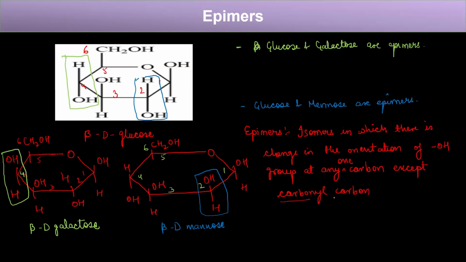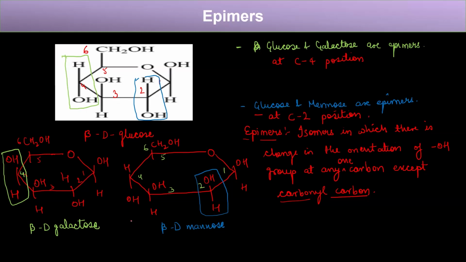Why except the carbonyl carbon? Because if the change is at the carbonyl carbon, that will be known as an anomer, right? So, epimers are basically the isomers in which there is a change in the orientation of the hydroxyl group at any one carbon except the carbonyl carbon. For example, glucose and galactose are epimers. Why? Because they have changed at the position of carbon 4. So glucose and galactose are epimers at the carbon 4 position, while glucose and mannose are epimers at the carbon 2 position, right? So this is about the epimers.